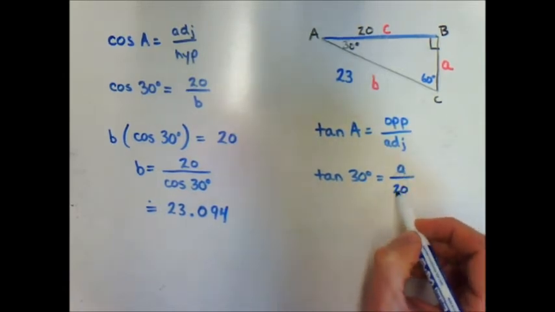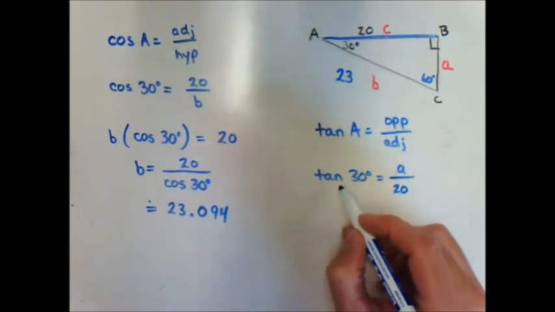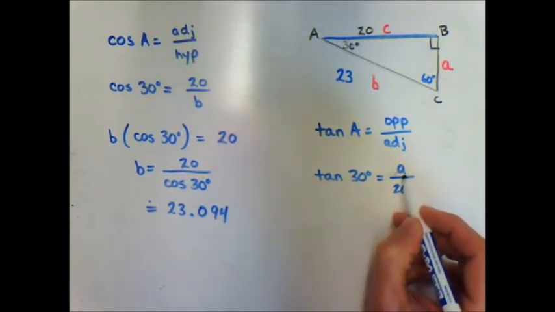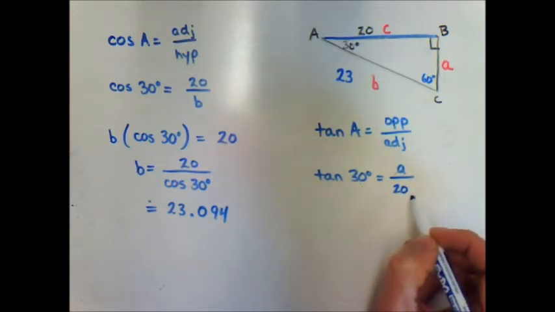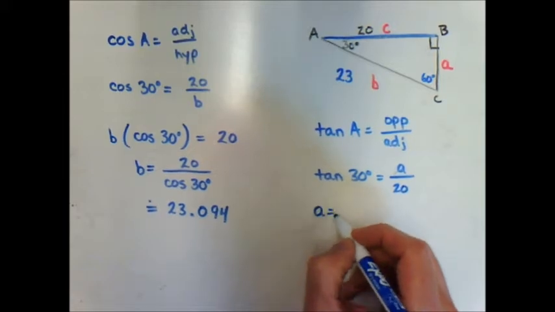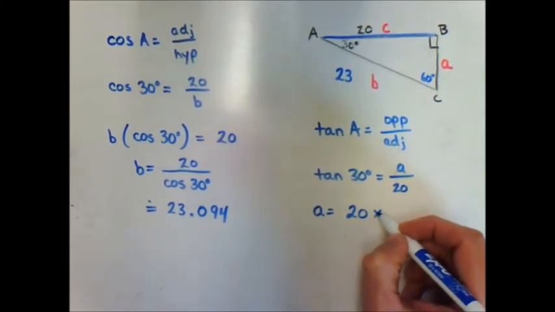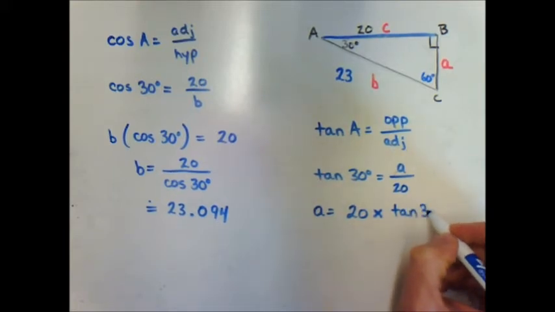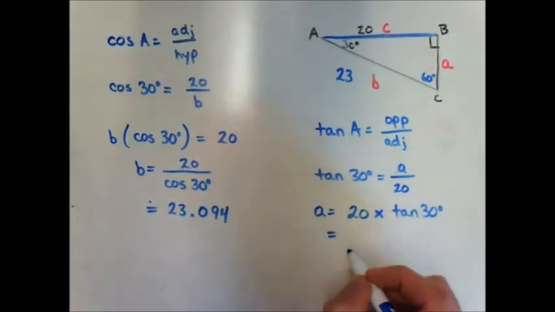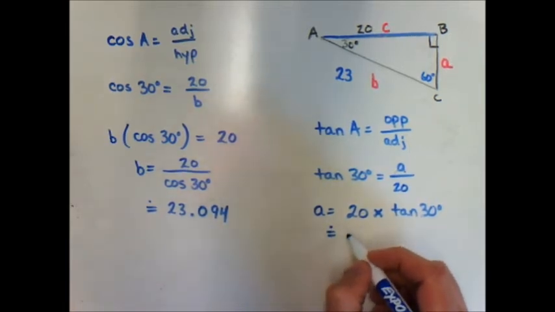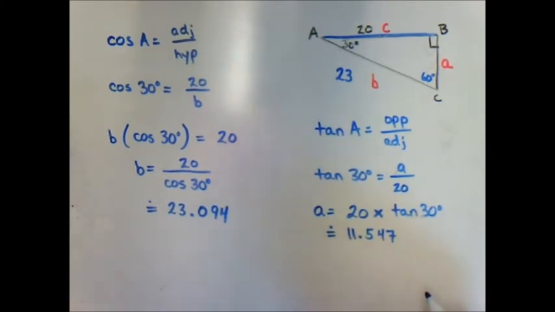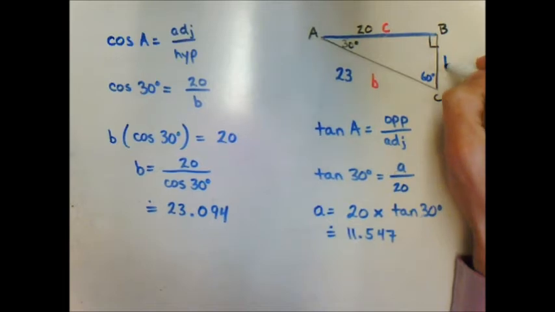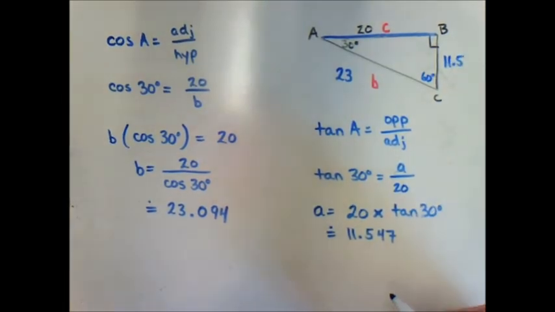Well, if a divided by 20 is the tangent of 30, then it must be the case that the tangent of 30 times 20 is a. To think of it a different way, to isolate a, I need to multiply both sides by 20. So here, a is equal to 20 times the tangent of 30 degrees. In our calculator, that is approximately 11.547. I go ahead and write that missing information on my diagram as 11.5, and our triangle is solved.